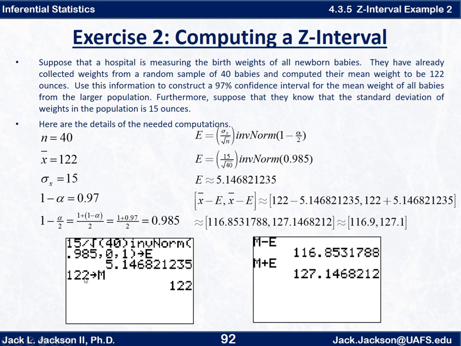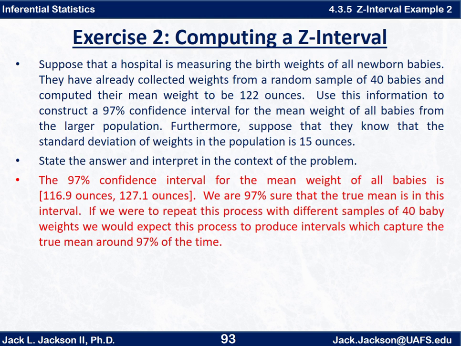And then I went ahead and took the 122 and stored it as m for mean, the x bar, there of 122. Then I just need to compute m minus e in my calculator, there it is, and m plus e, and so those are my lower and upper limits for my confidence interval. And if we round off to something reasonable, like maybe 1 decimal place, this would be 116.9 ounces up to 127.1 ounces.